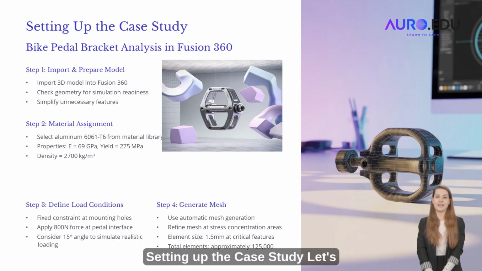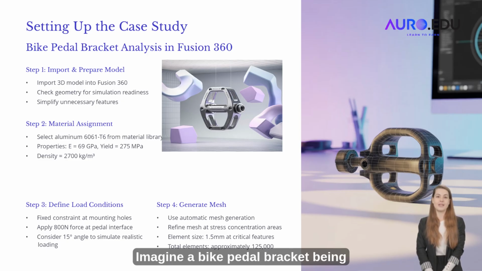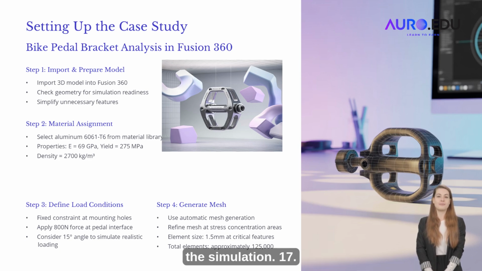16. Setting up the case study. Let's explore a simple case study using Fusion 360. Imagine a bike pedal bracket being tested for stress and safety. We import the 3D model and assign aluminum as the material. Next, we fix one end and apply a force where the pedal meets the bracket. Then, we generate a mesh and run the simulation.